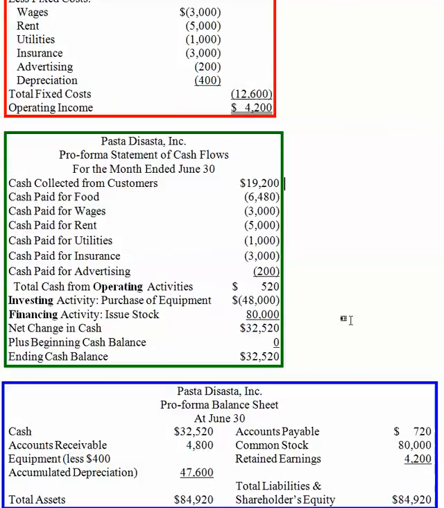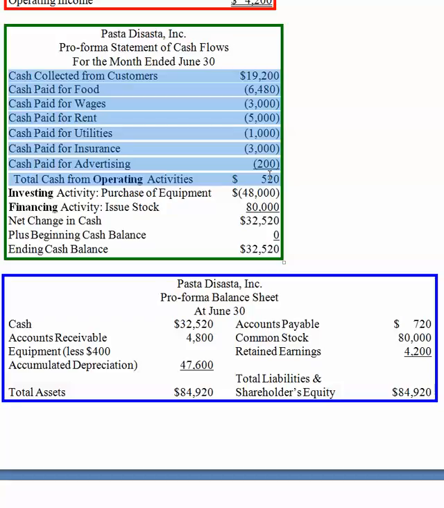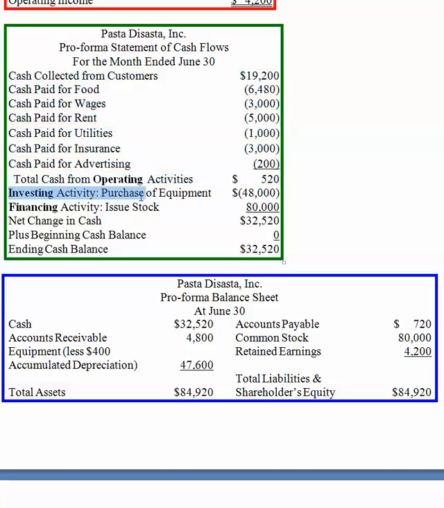Now, as far as the cash flows, you have to remember you have some that relate to operating activities. And those are your cash collections from your customers, and then all the purchases. What's not here is the purchase of equipment, because that's an investing activity. And then under financing activity is the issuance of stock. When you tally all that, your cash changed by 32,500, and in June you had no beginning cash, so your ending cash will be the same as it is on the balance sheet.